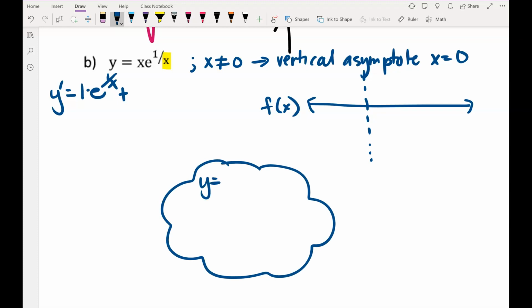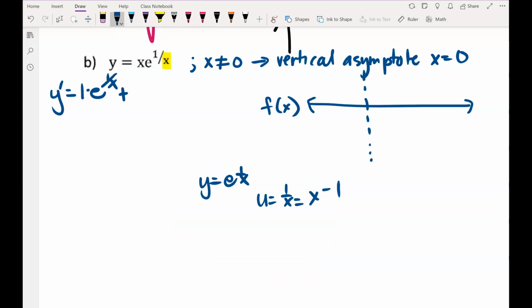We are trying to do the derivative of e to the 1 over x. As you guys know already, the derivative of e to the x is e to the x, but we have a u here. So u is going to come out to be 1 over x, which is really the same as x to the negative 1 power. So u prime is going to be negative 1 times x to the negative 2 power, which is exactly the same as negative 1 over x squared.